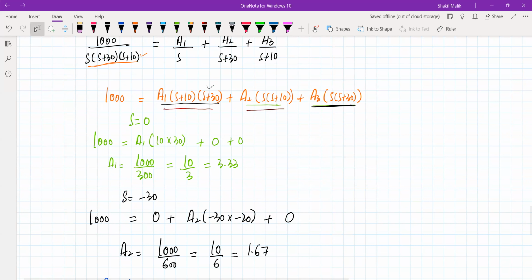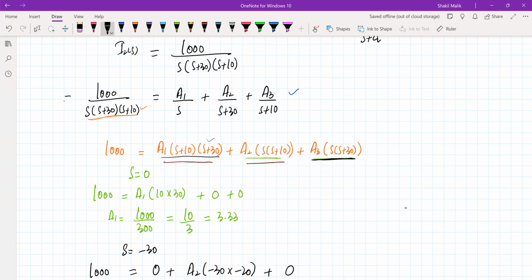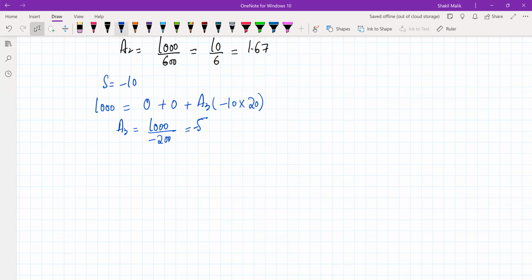Please check the values one more time. So substituting the values here, this is our I2 of S. So substituting here, I2 will be simply equal to 3.33 divided by S plus 1.67 divided by S plus 30 minus 5 divided by S plus 10.